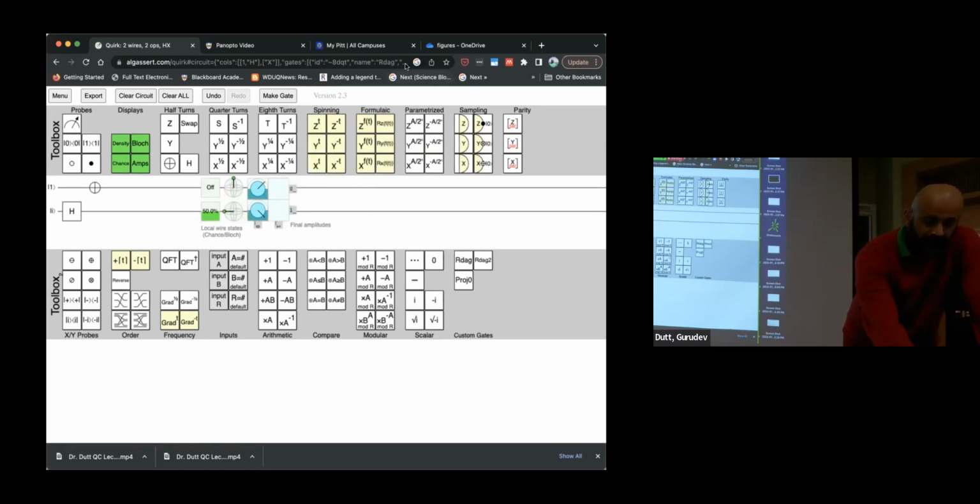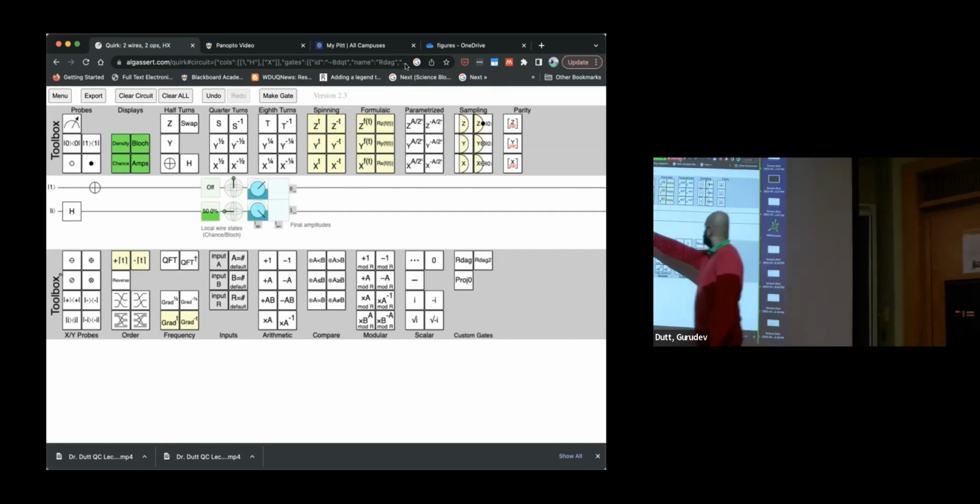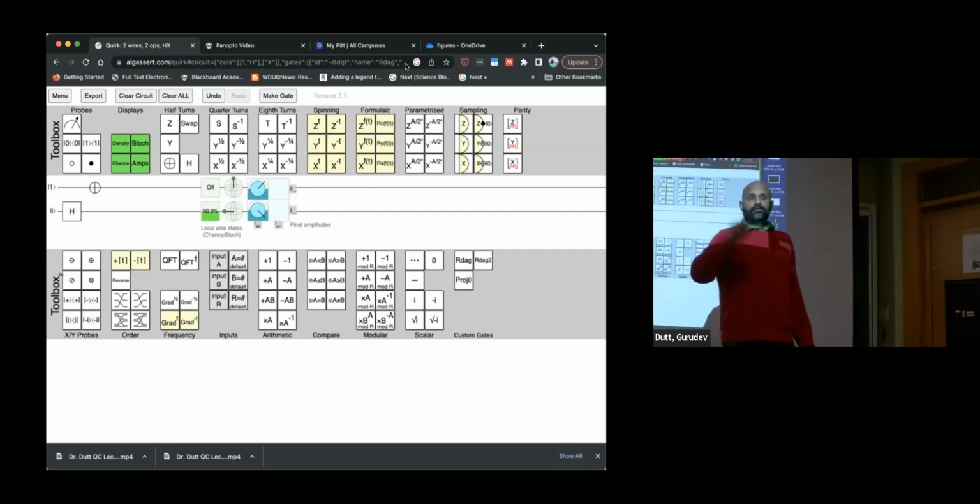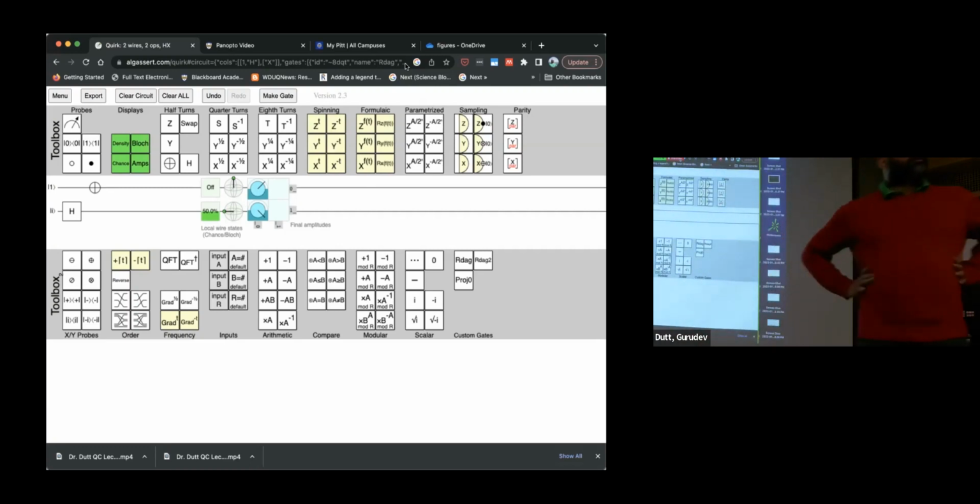Okay. So any questions about this? What this notation is and what these things are? These circles with that pointer.